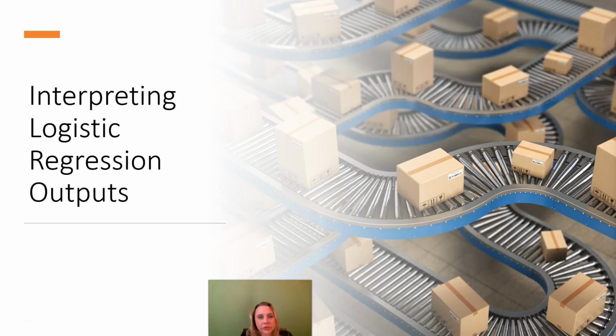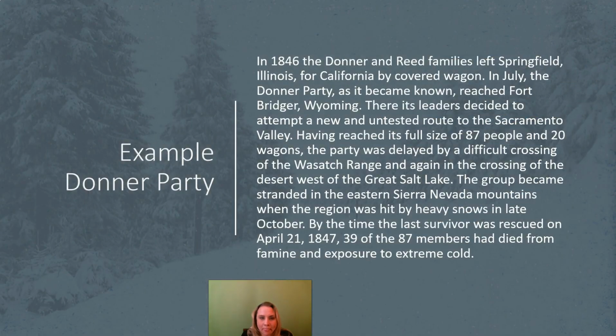So now let's go through some examples of interpreting some logistic regressions. Here we're looking at the Donner Party. We had a group of 87 people who traveled from Illinois to California in 1846 in covered wagons. Between exposure to extreme cold and famine, 39 of the 87 members had died when they were rescued.